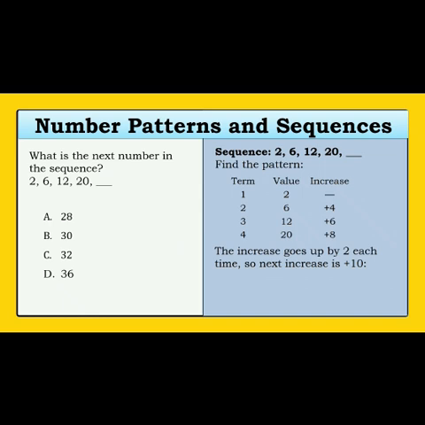So the next increase is plus 10. So this means that 20 plus 10 is equal to 30, and this is our answer. It's letter B.